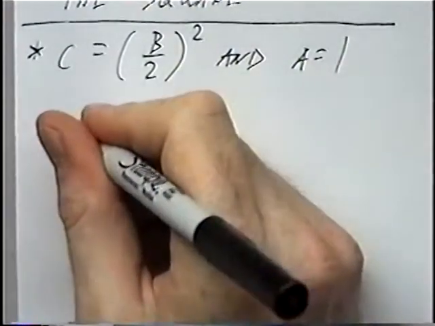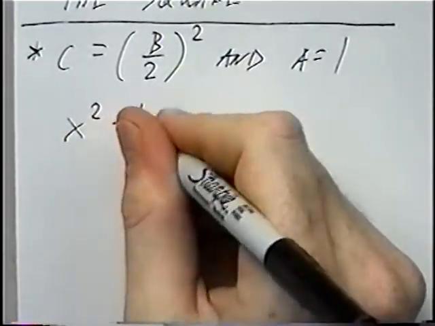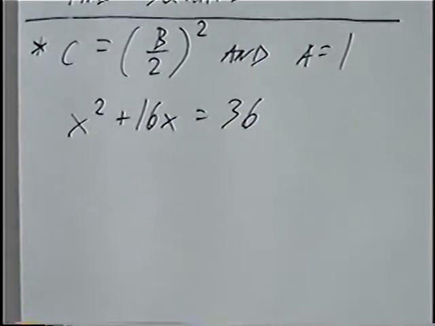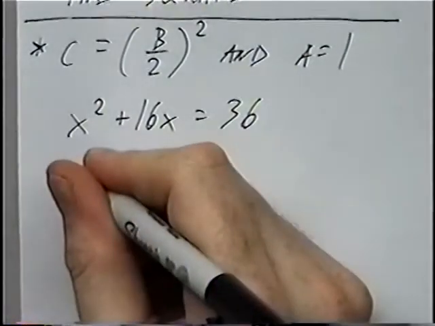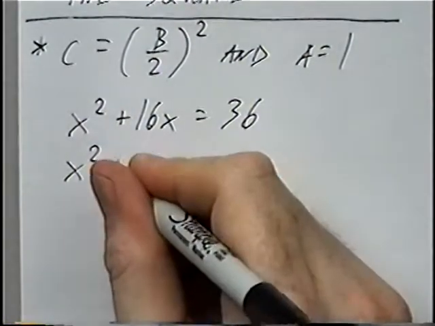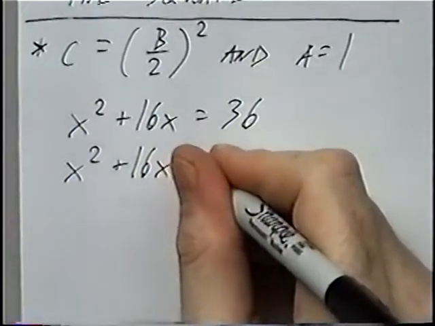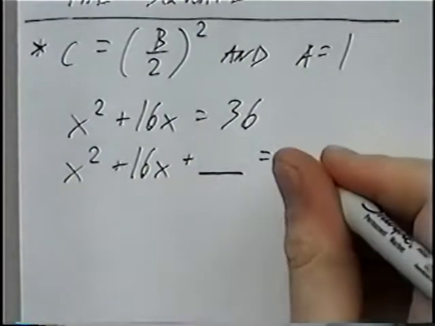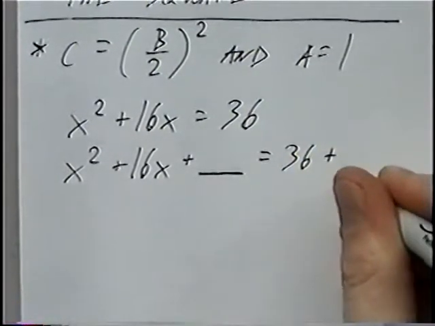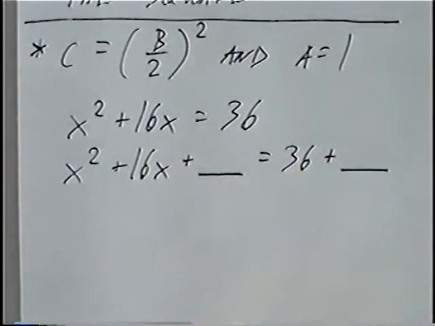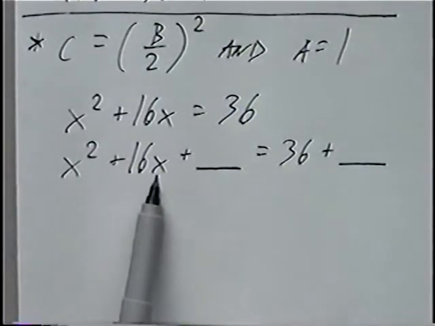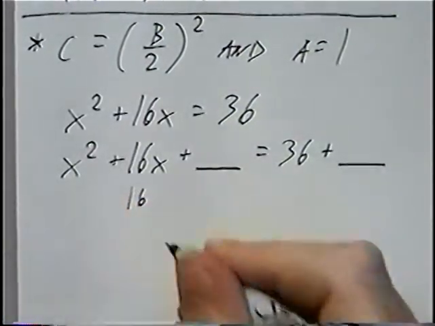First equation we'll solve is x squared plus 16x equals 36. To complete the square, we'll rewrite the equation as x squared plus 16x plus a blank spot equals 36 plus another blank spot, which would be the exact same number on both sides. To find the number to add on both sides, we'll take the value of b, which in this case, the coefficient in front of x, is 16.